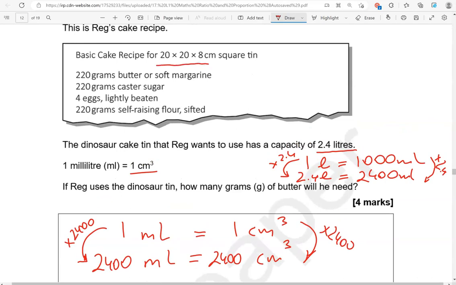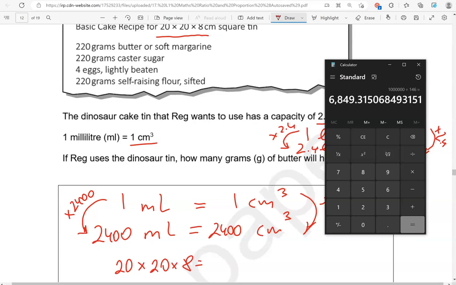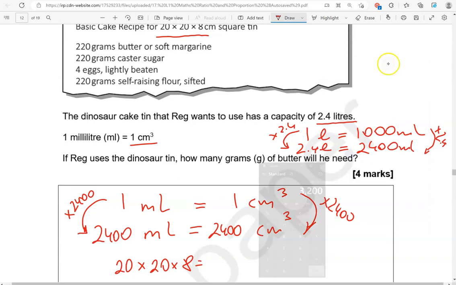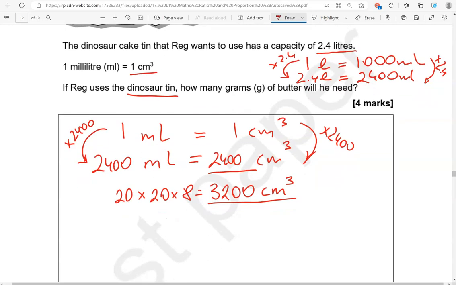The recipe we have, that is for 20 times 20 times 8, which is 3200 cubic centimeters. How does that compare to 2400, which is the volume of the dinosaur tin? That is smaller. So what I'm going to do is write a ratio here.